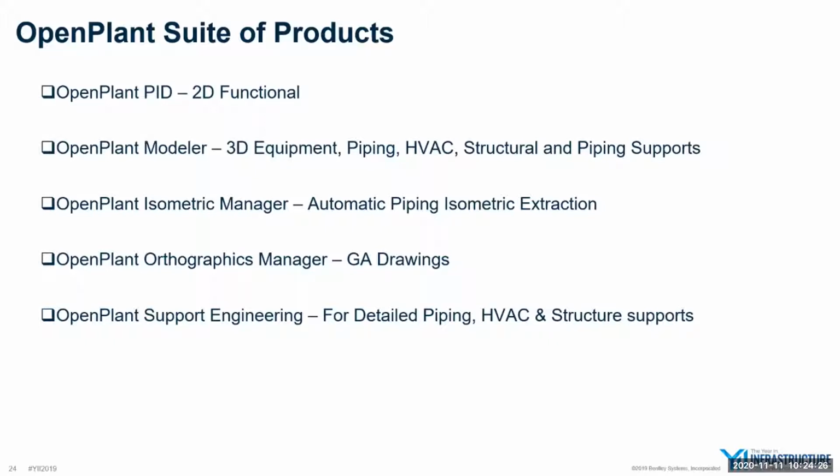So these two, isometric and autographics, will actually help to save a lot of engineering time in terms of drafting it manually. The last module, which is OpenPlant Support Engineering, is to design your supports, piping to structure supports, and also to create the engineering drawings related to the support.